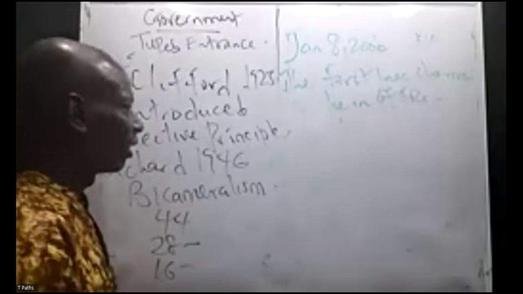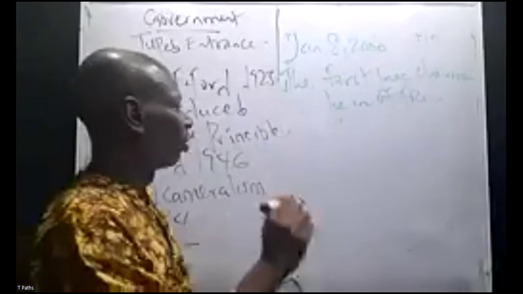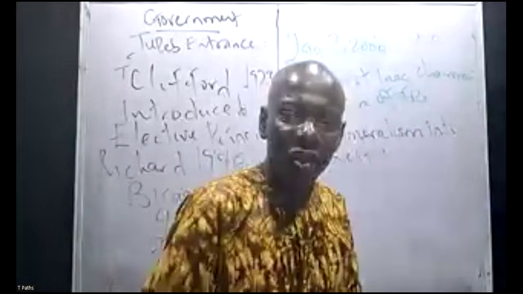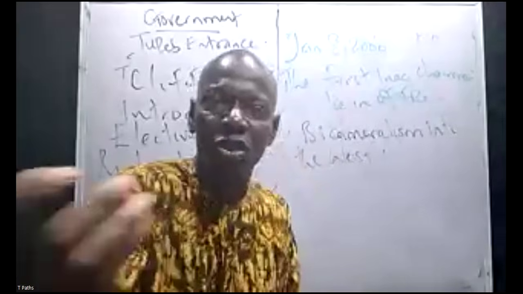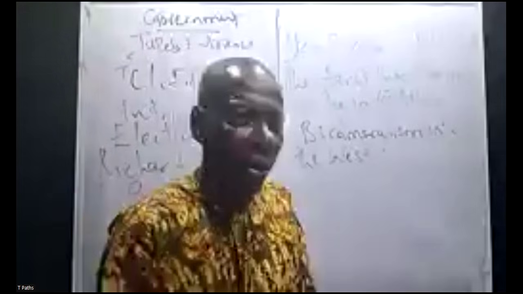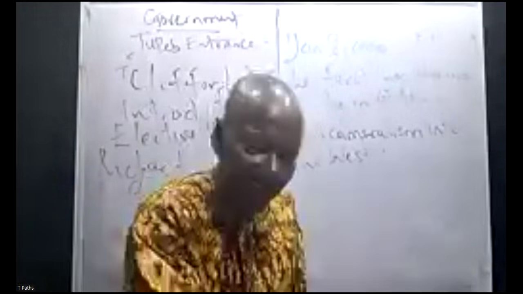I get it now. Then back to your Macpherson Constitution. Macpherson introduced what? Bicameralism into the west. Into the western region, right? Now remember, we said bicameralism was introduced to the north first under the Richards Constitution, while the west and east practiced unicameral. In Macpherson Constitution of 1951, bicameralism was introduced to the west, and this bicameralism was still retained in the north, while the east practiced unicameral.